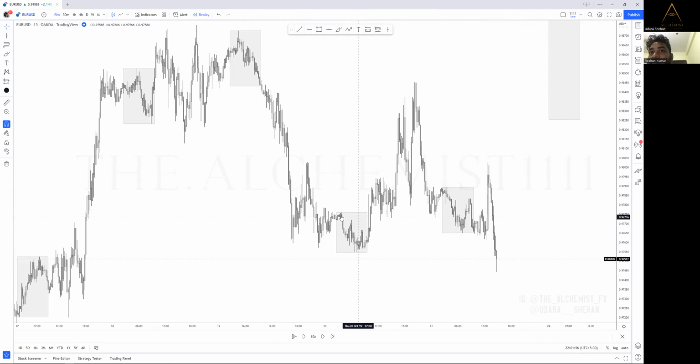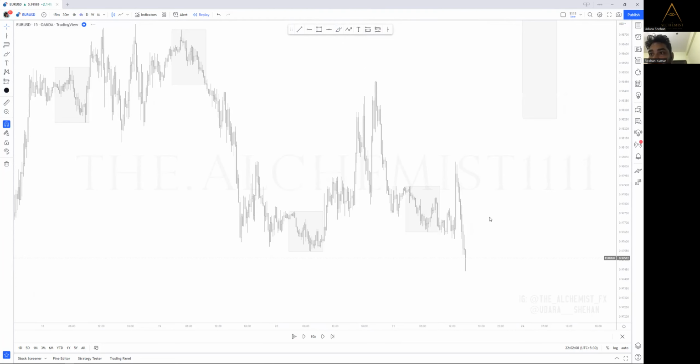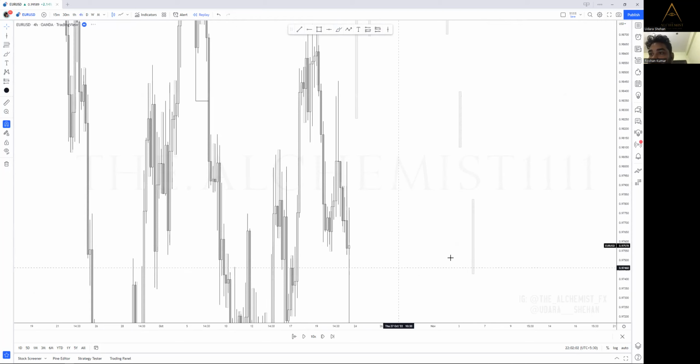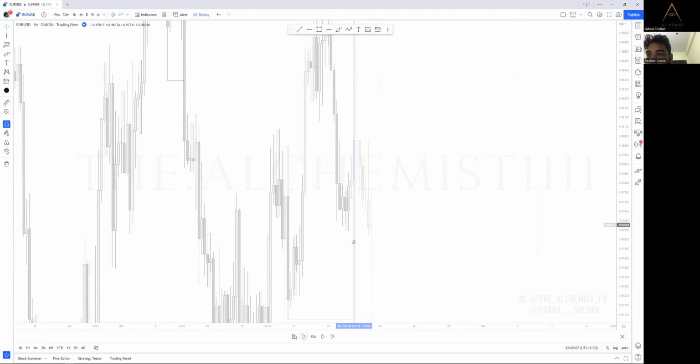This day, of course, I have no idea what happened, but Asia created a strong low. So on the 4 hour time frame, let's see what was there. I told you what gets created on the 4 hour time frame when Asia creates a strong low.